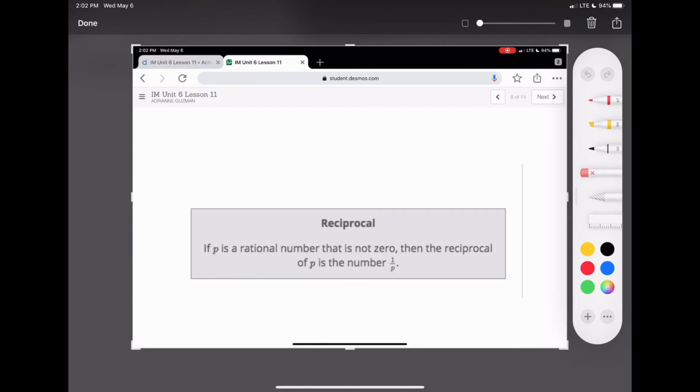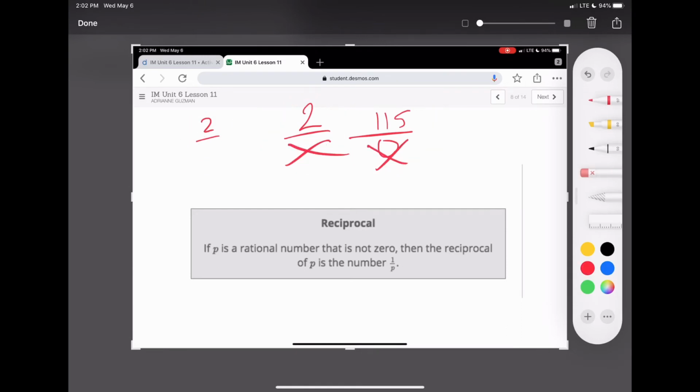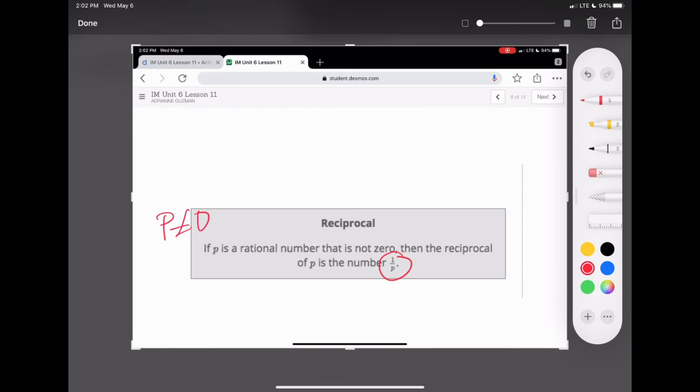This looks interesting, but it makes a lot of sense. Whenever you have a fraction, let's say 2 over 3, this is a fraction, that's good to go. That is a rational number. But if I had 2 over 0 or 115 over 0, these are not possible. You can never have 0 in the denominator, ever. So they're just saying for any fraction here, as long as it's not 0, P could never be 0.